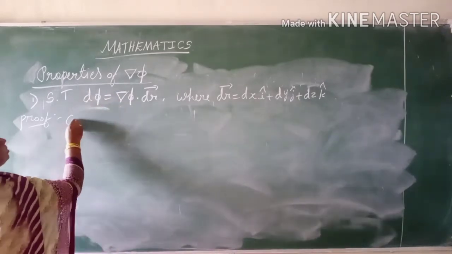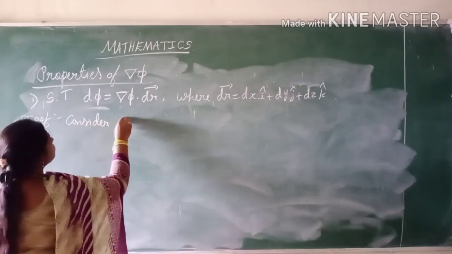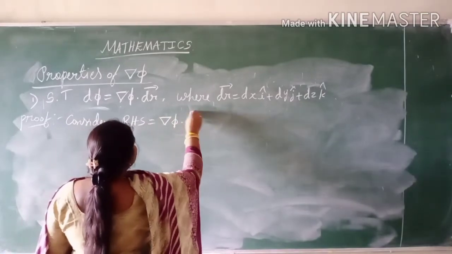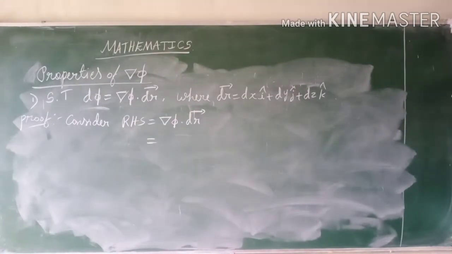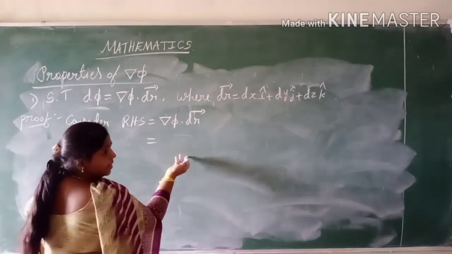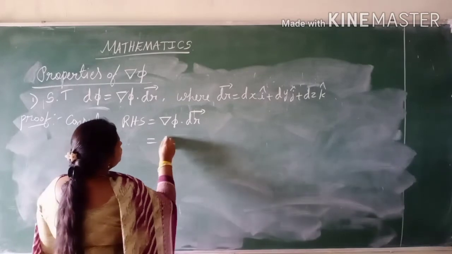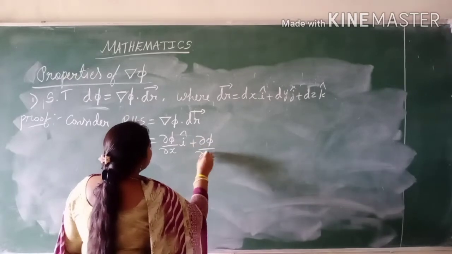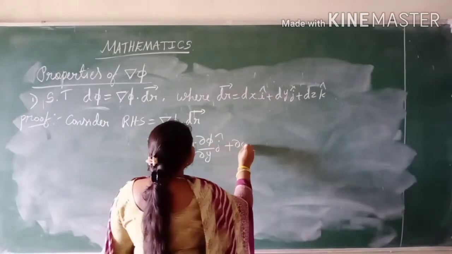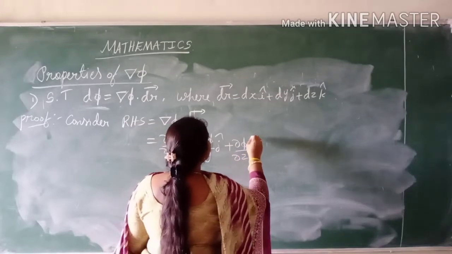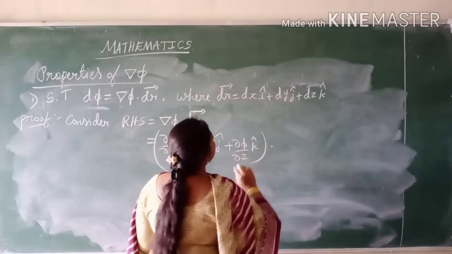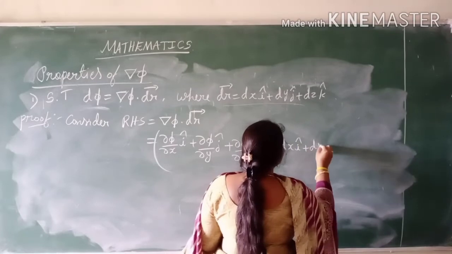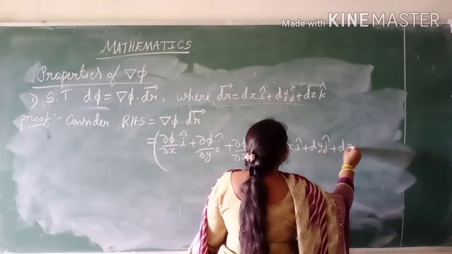Now consider the RHS, that is grad phi dot d r vector. You know the formula for grad phi. What is the formula for grad phi? That is, dou phi by dou x into i cap plus dou phi by dou y into j cap plus dou phi by dou z into k cap. The dot product with d r vector, what is d r? dx into i cap plus dy into j cap plus dz into k cap.